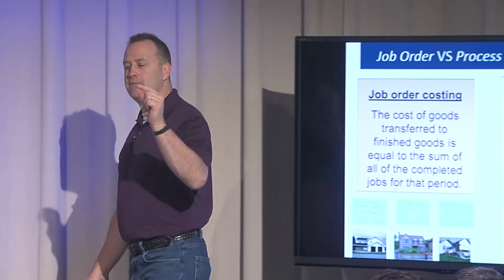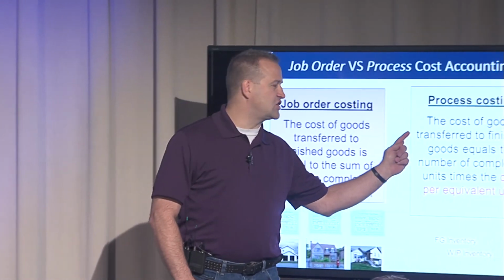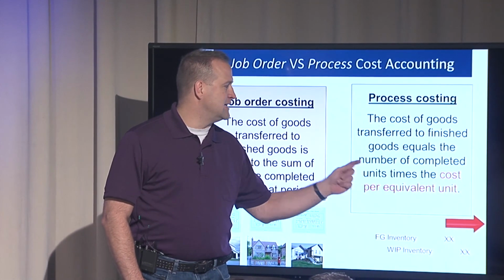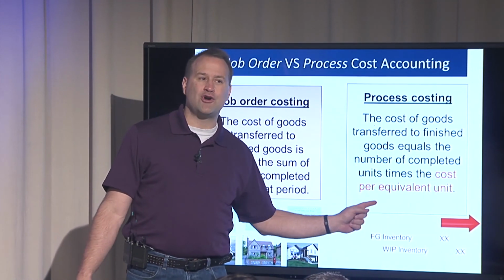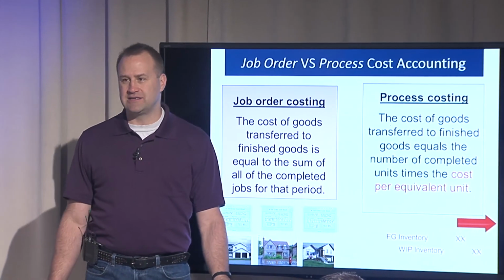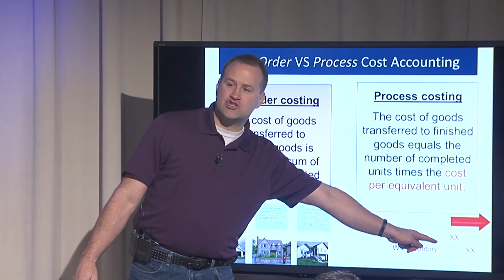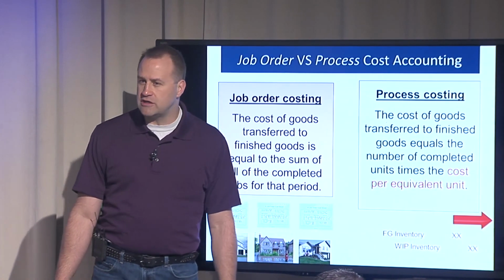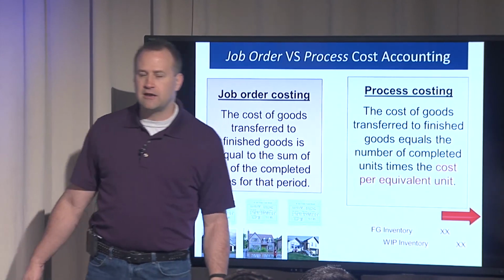But it is a little bit more difficult with process costing. What we're going to see is the cost of goods transferred to finished goods is going to equal the number of completed units times the cost per equivalent unit. And that is how we'll determine the numbers that go into that journal entry. Now, I introduced a new term here, equivalent unit. We're going to talk about that here in a second and for a few minutes.